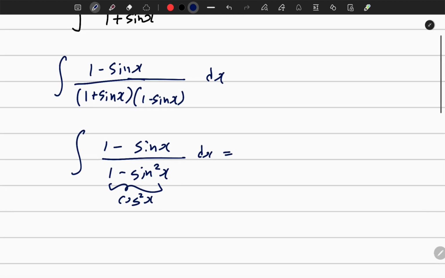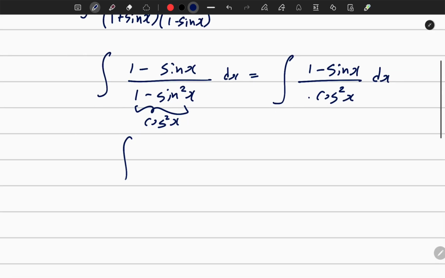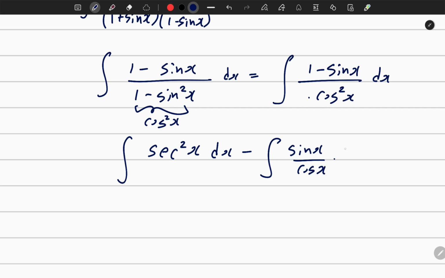So I can write this as the integral of 1 minus sin x over cos square x dx, right? So I'm going to separate this. So this is 1 over cos square x, right? This is sec square x dx minus, I can write this as sin x over cos x times 1 over cos x, right? This is dx.